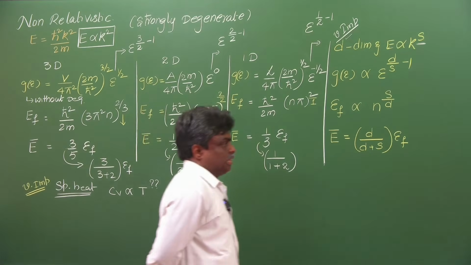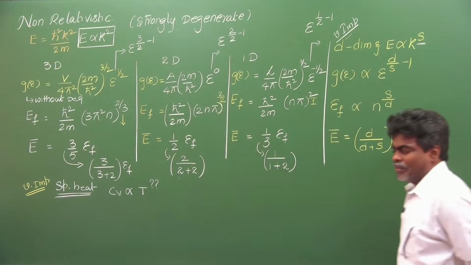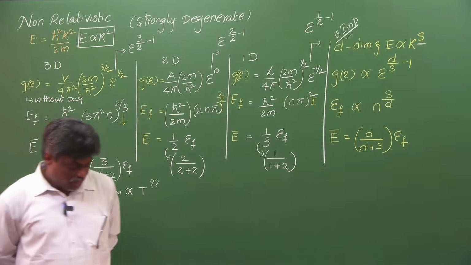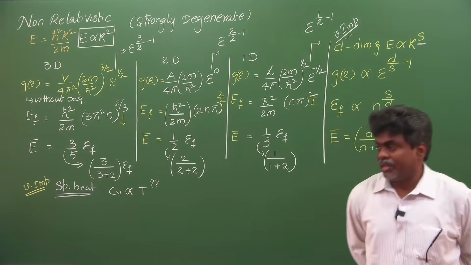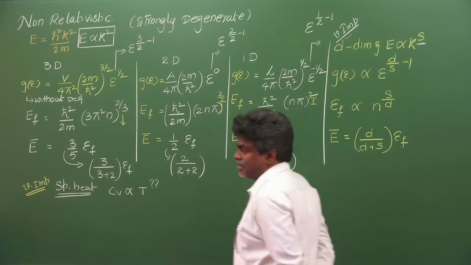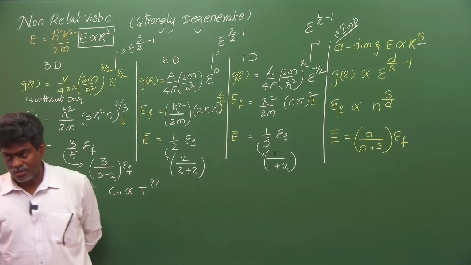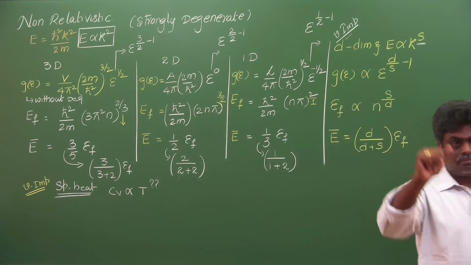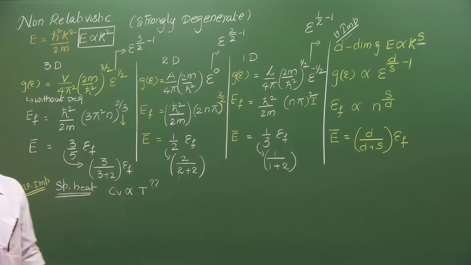Everybody come and say: density of states G of E proportional to E power D by S minus 1. Fermi energy EF proportional to N power S by D. Average energy equal to D by D plus S into EF. Stop. This has been given 2 times in CSIR.